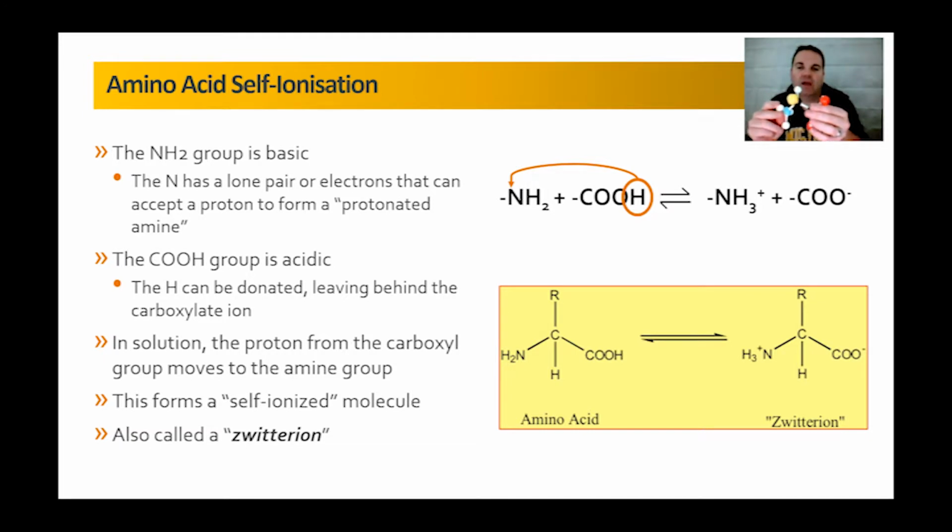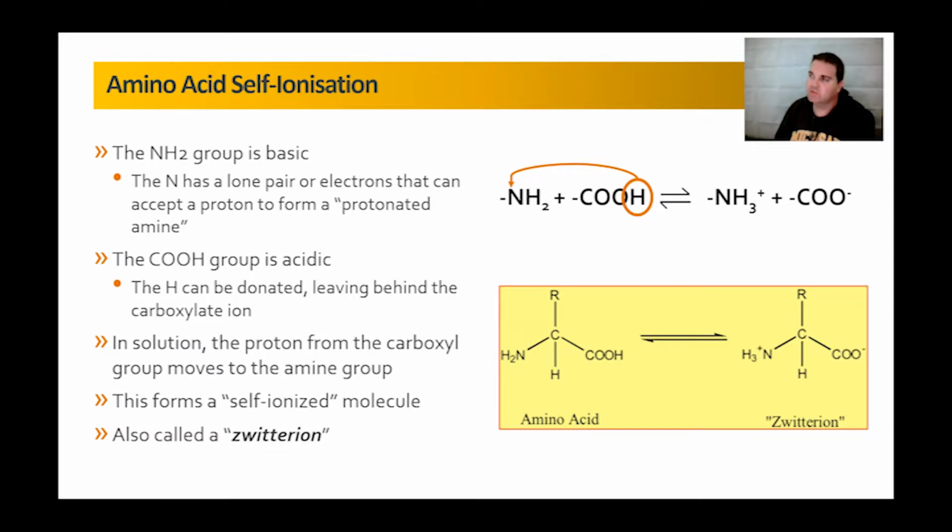So we've gone from having a neutral molecule, such as this one here, and what we've done is we've taken that hydrogen off and bonded it onto the nitrogen to form a self-ionized molecule. Now what we call that is a zwitterion. So if you ever hear anyone talk about a self-ionized molecule, you can sound very smart and say, oh, you mean a zwitterion? And they'll look at you a little bit strangely and wonder how you got so smart. Make sure you point them to my videos if you do that.